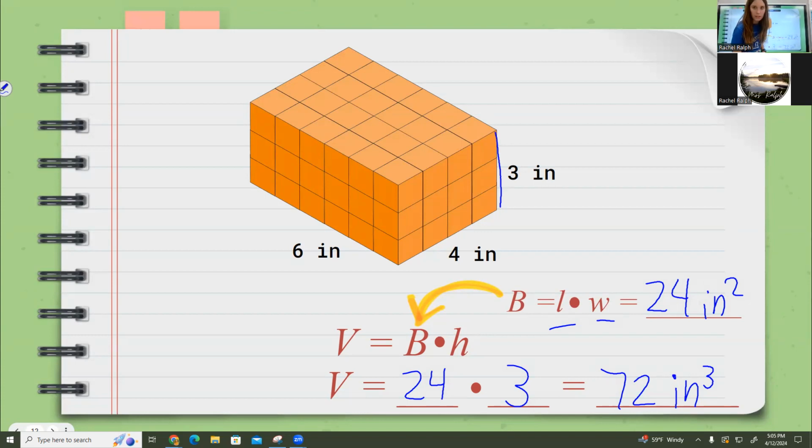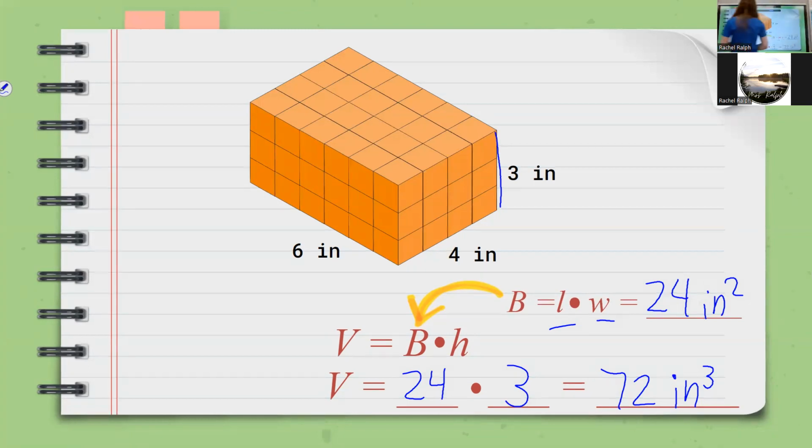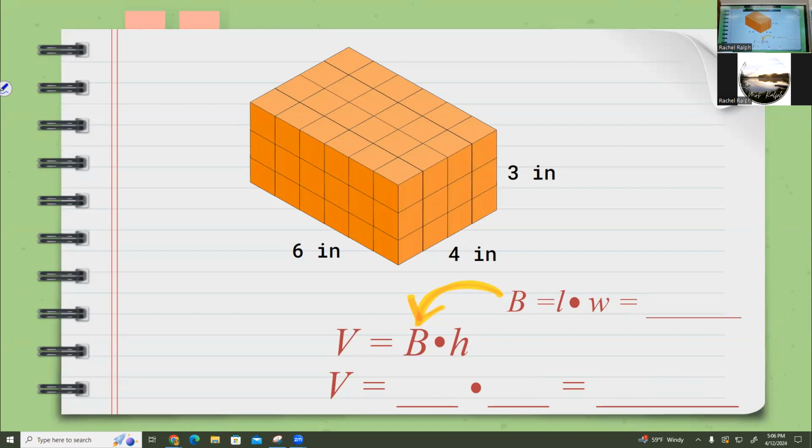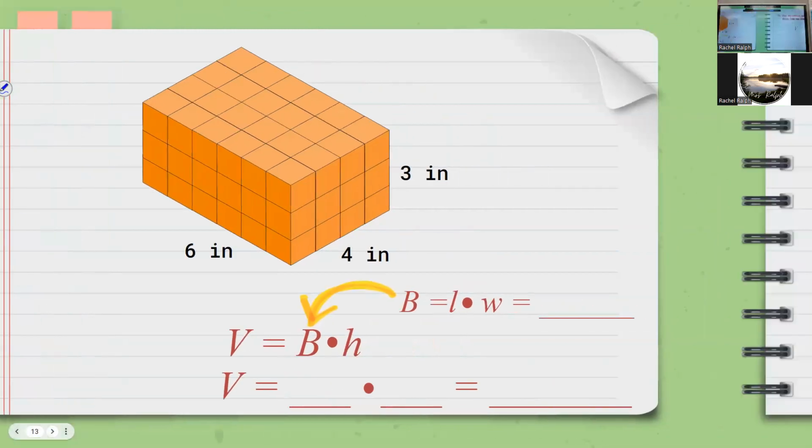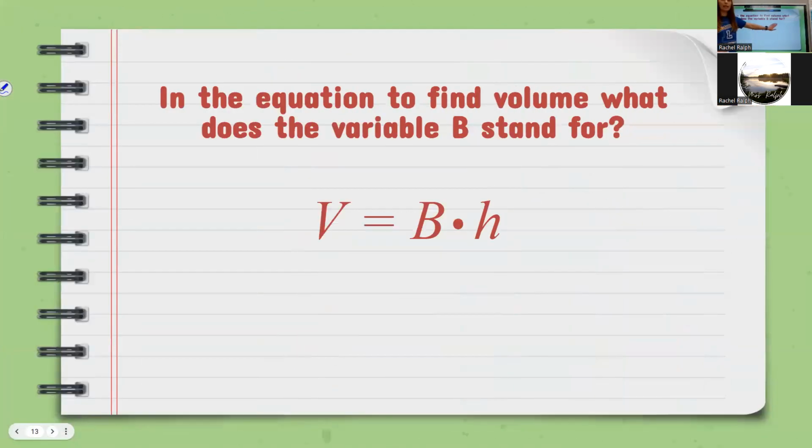Double checking on my notes here that we've got everything. Next thing you're going to do is you're going to actually pause and answer some questions. Here we go. So your job: in the equation to find volume, what does the variable B stand for?